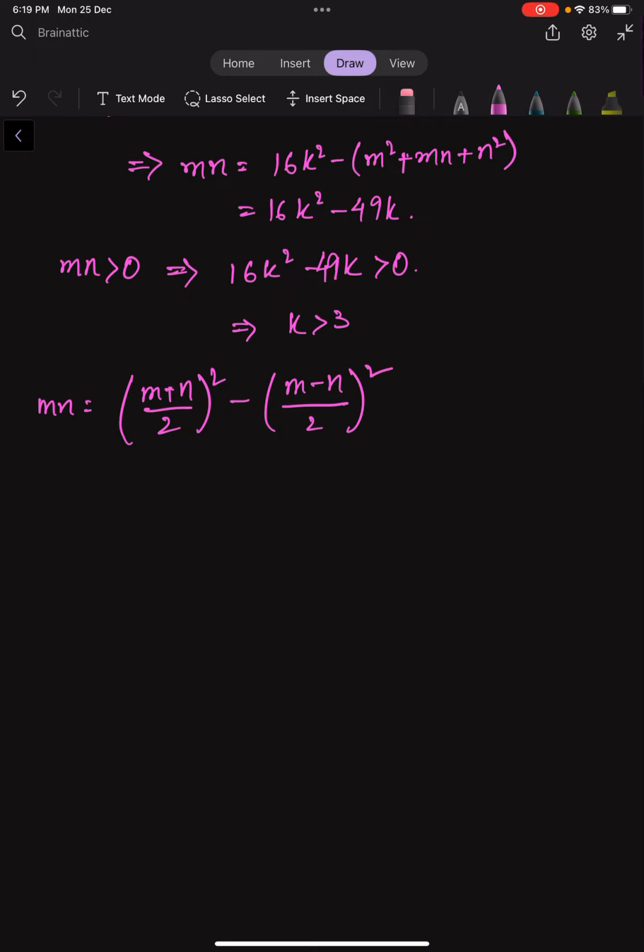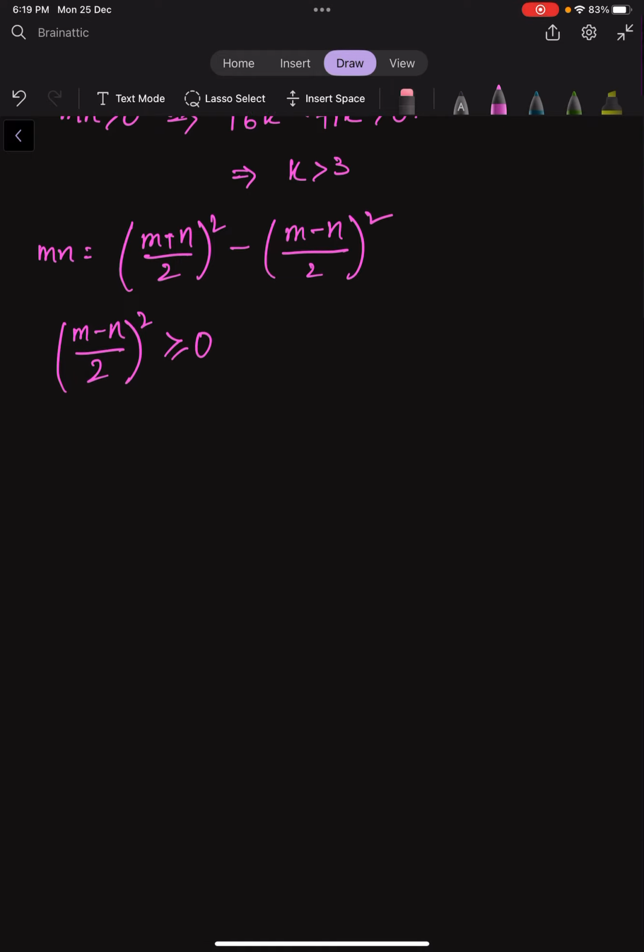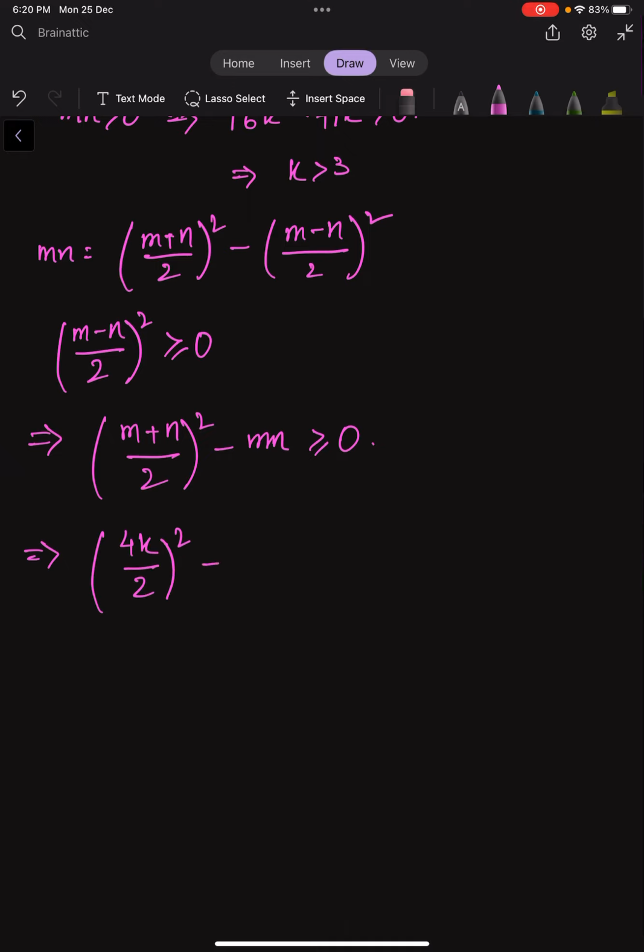Now, we know that a square can never be negative. Therefore, we may confidently say that ((m minus n) divided by 2) whole square is greater than or equal to 0. Using the above equation, we can put this inequality as ((m plus n) divided by 2) whole square minus mn greater than or equal to 0. Now we know m plus n as 4k and mn we have found out to be 16k square minus 49k.